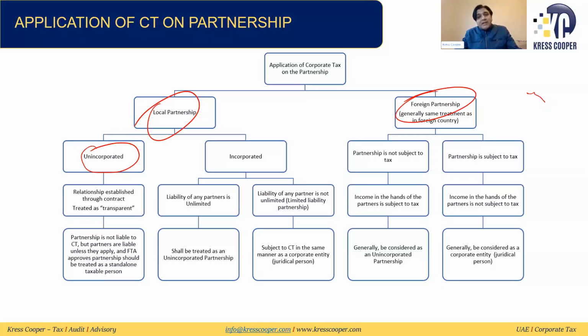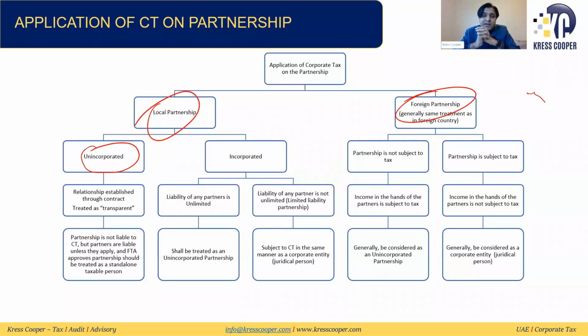And we know this: the transparent person itself is not subject to tax, but the income of the person is subject to tax in the hands of the partners. So in the case of a partnership, if two partners have signed a contract, this is an unincorporated partnership. The partnership itself will not be subject to corporate tax, but the income from the partnership will be subject to tax in the hands of the partners. Say two partners, partner A and partner B: income will be subject to tax in the hands of partner A and partner B, but the partnership itself will not be subject to tax.